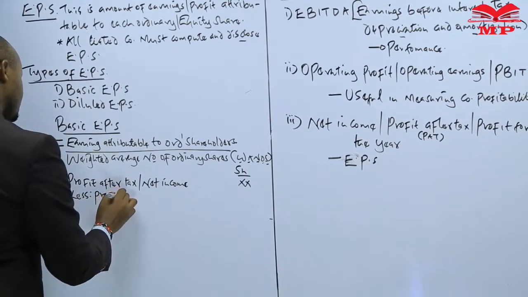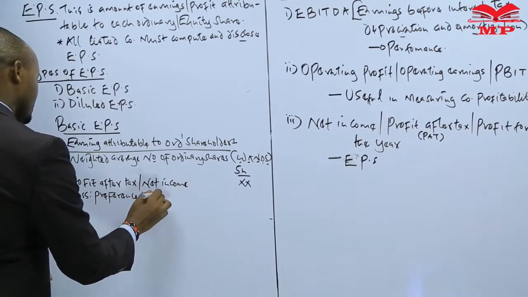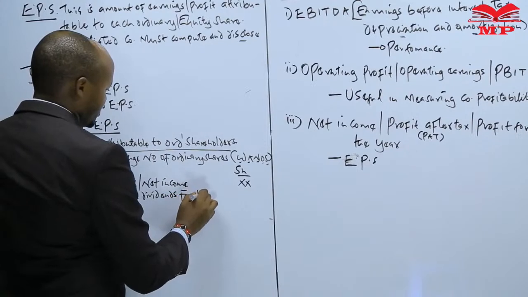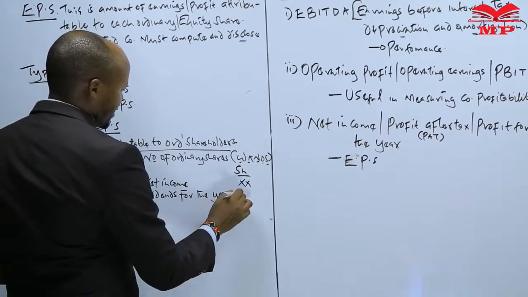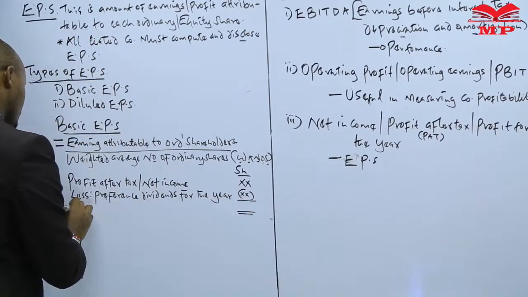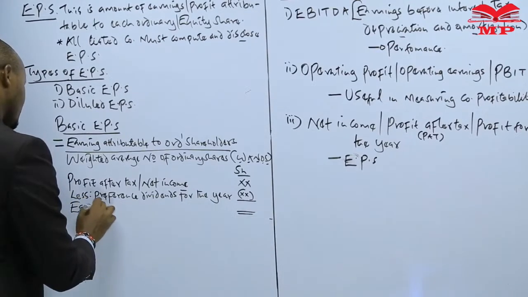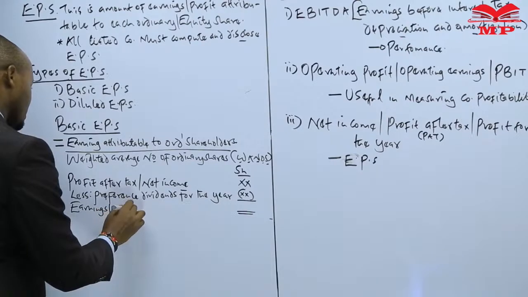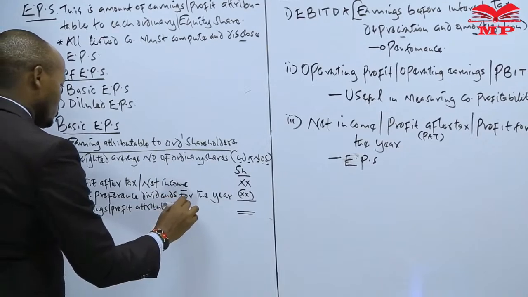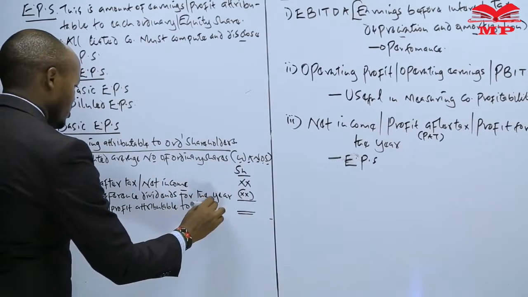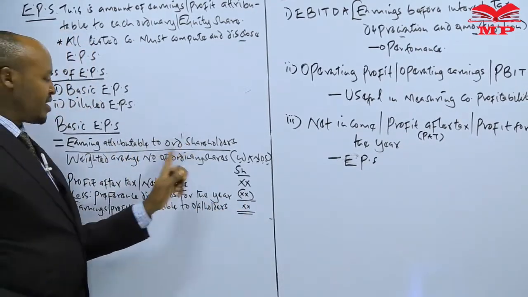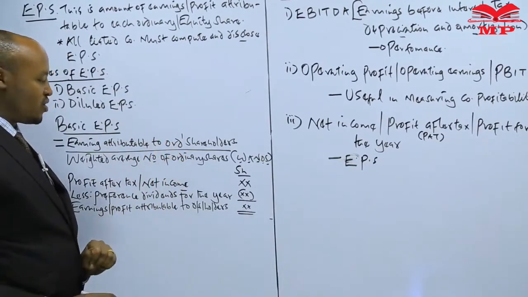The preference dividends, we also refer to that as preferred dividends, and the preference dividend which we raise here should be the preference dividend for the current year. Now, once we deduct that from our profit here, whatever we get here is known as the earnings or the profit which is attributable to the ordinary shareholders. So that's how we compute that item there, known as earnings or the profit attributable to ordinary shareholders.